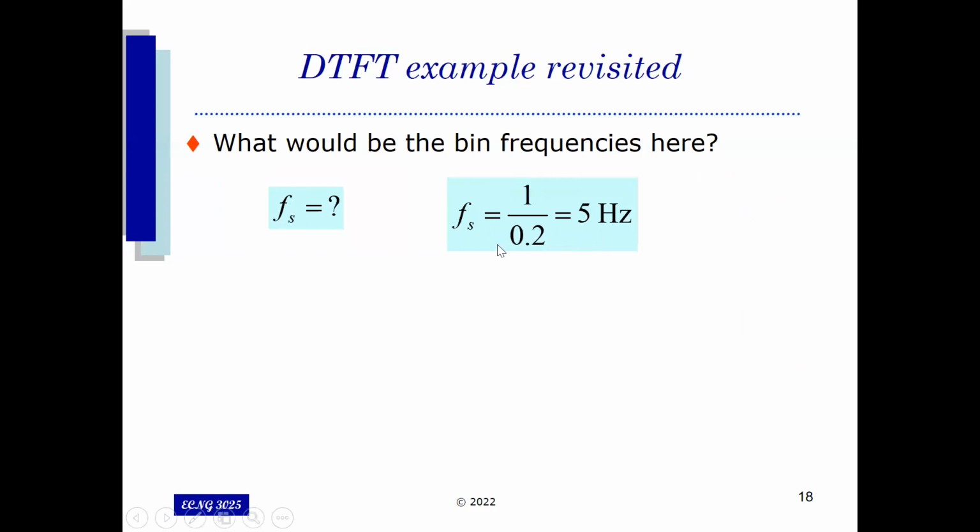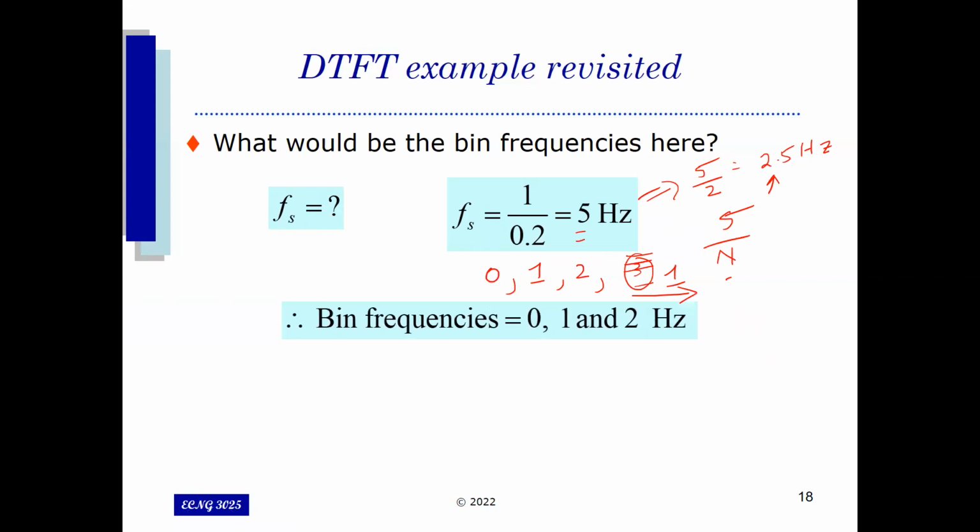So my bin spacing is FS over N, which is 5 over 5, so my bin spacing is 1 hertz. What frequencies do I have? If my sampling frequency is 5 hertz, the Nyquist frequency is 5 over 2, which is 2.5 hertz. I'm dividing this into intervals of 1 hertz, so I have 0, 1, 2, and the next one is 3. But if my Nyquist frequency is 2.5, this is where the replication starts to take place. So everything above 2 I can ignore. The bin frequencies would be simply 0, 1, and 2. Make sense?